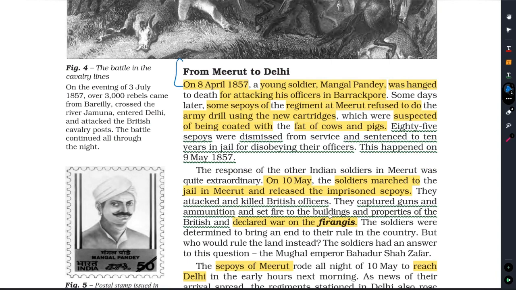From Meerut to Delhi. On 8th April 1857, a young soldier, Mangal Pandey, was hanged for attacking his officers. Barrackpore is a place where Mangal Pandey used to work as a soldier. You can see Mangal Pandey was hanged for attacking his army officer.